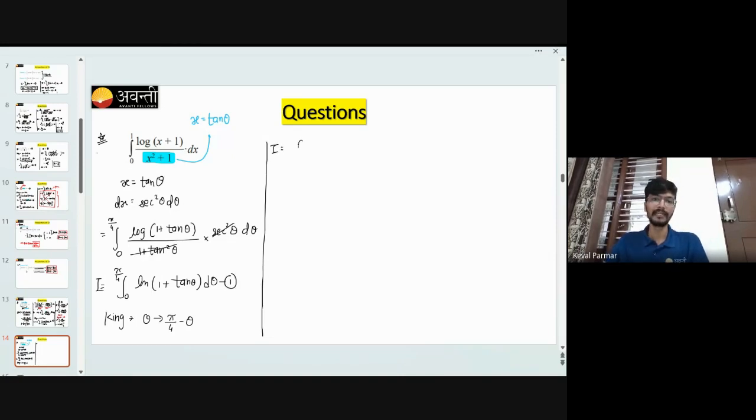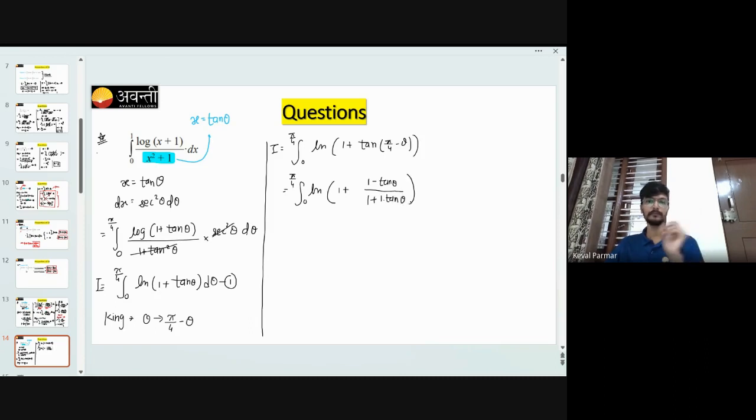So my I will remain I. I get integration 0 to pi by 4 ln 1 plus tan pi by 4 minus theta. This is the formula of tan A minus B. Do you remember tan A minus B? So ln 1 plus tan A minus B was tan A, tan pi by 4 is 1, minus tan B upon 1 plus tan A tan B, which is 1 into tan theta. I can take LCM here. So if I take LCM, I'll get 0 to pi by 4 ln 1 plus tan theta plus 1 minus tan theta upon 1 plus tan theta d theta.